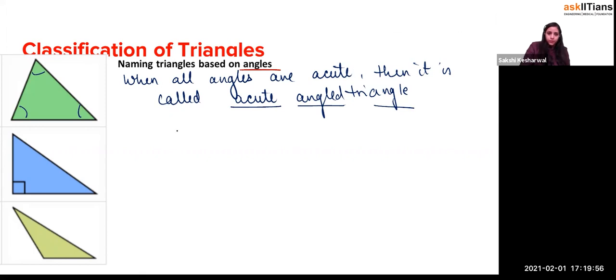Right? If you see that any one angle of a triangle is 90 degrees, can you have two 90 degrees in a triangle? You cannot have, because the angle sum of a triangle is what, beta? 180 degrees.